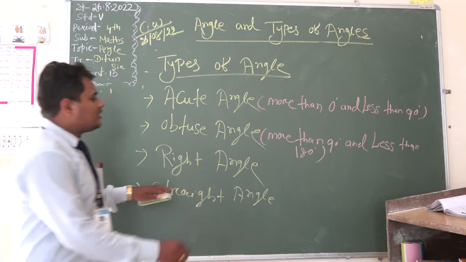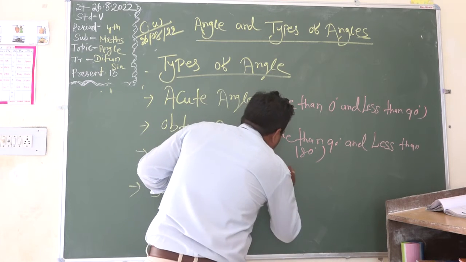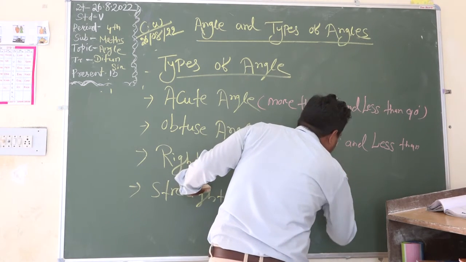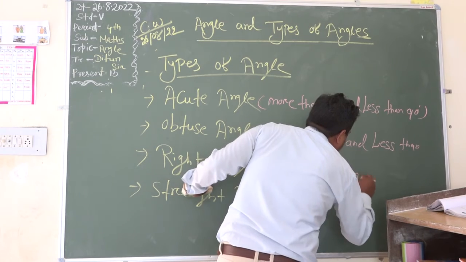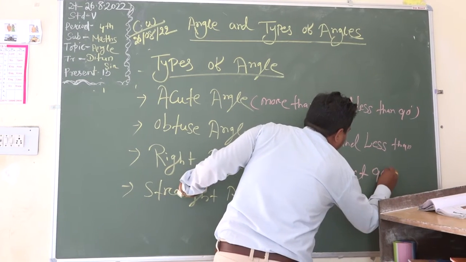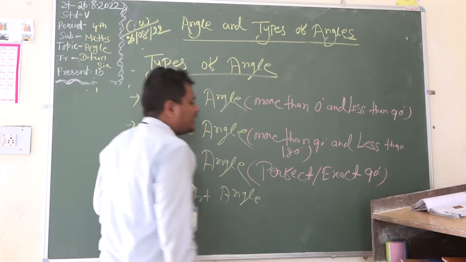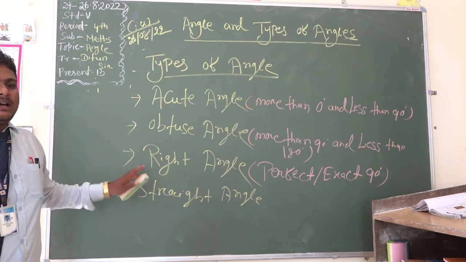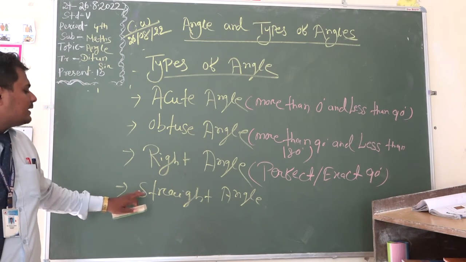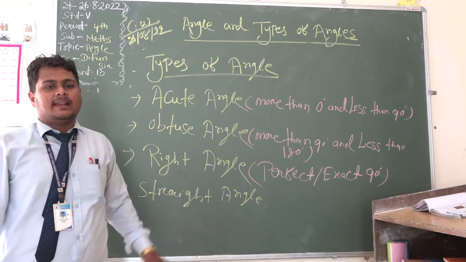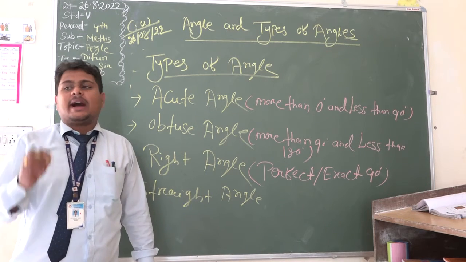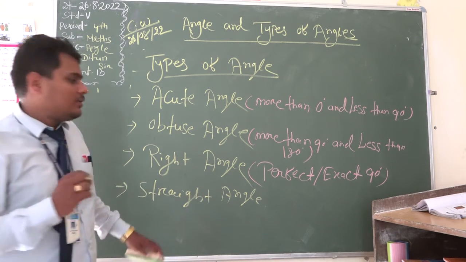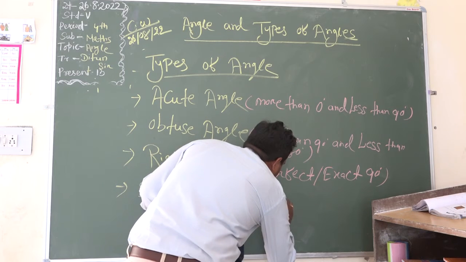Then the third angle is the right angle. Right angle means the angle which measures perfect, exact 90 degree. That is known as the right angle. Then the last angle in your book is the straight angle. Straight angle means the angle which measures 180 degree.